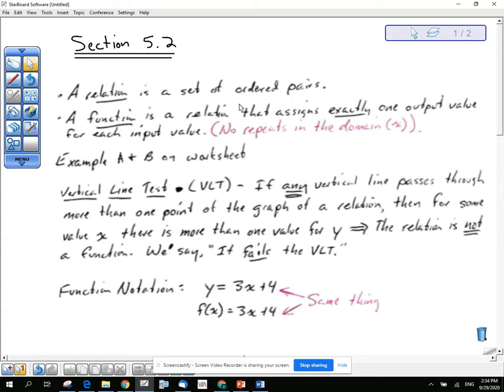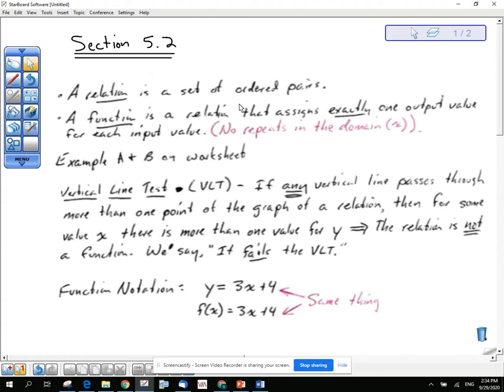A function then is a specific kind of relation that assigns exactly one output value for each input value. This is an important definition for now and forever, to understand that a function is a relation that assigns exactly one output value for each input value. Now, what that means is that there are no repeats in the domain. There are no repeats in the x, okay?